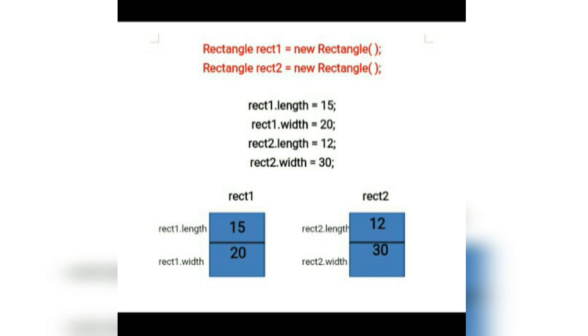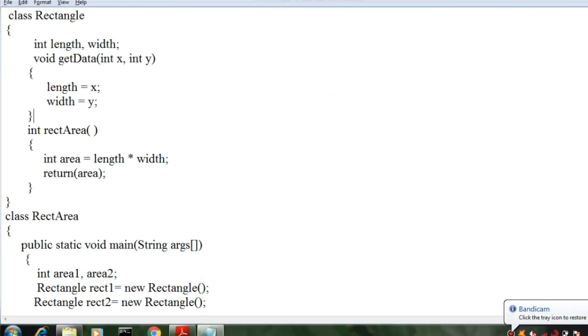And similarly for rect2, it has created a separate memory for the rect2 object, and for this also I have called length and width, and it has created the memory inside that rect2 object. Now my dear friends, let's have a practical session where you will clear all the doubts. So let's have a watch on it.